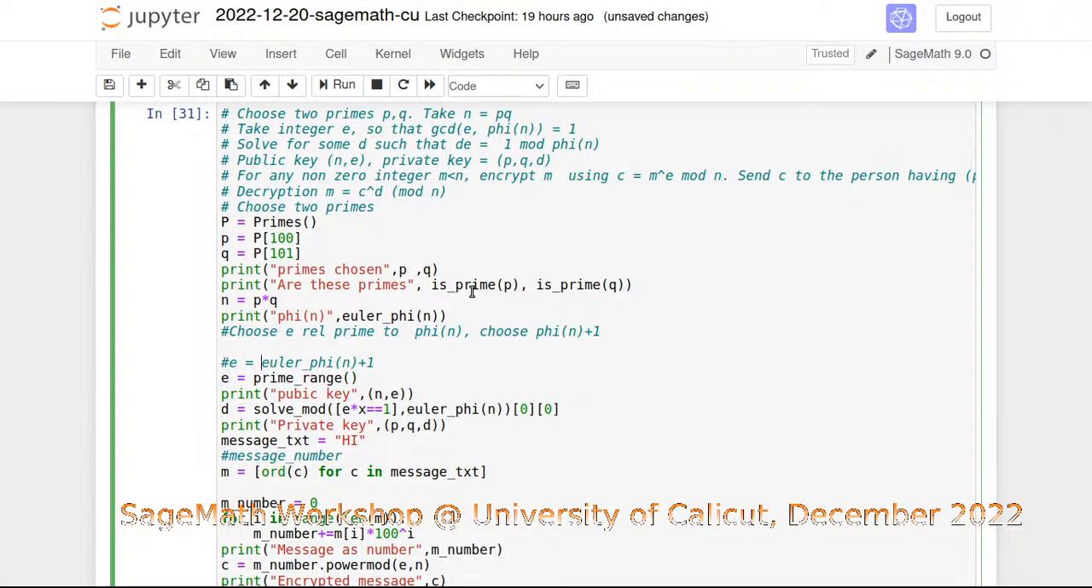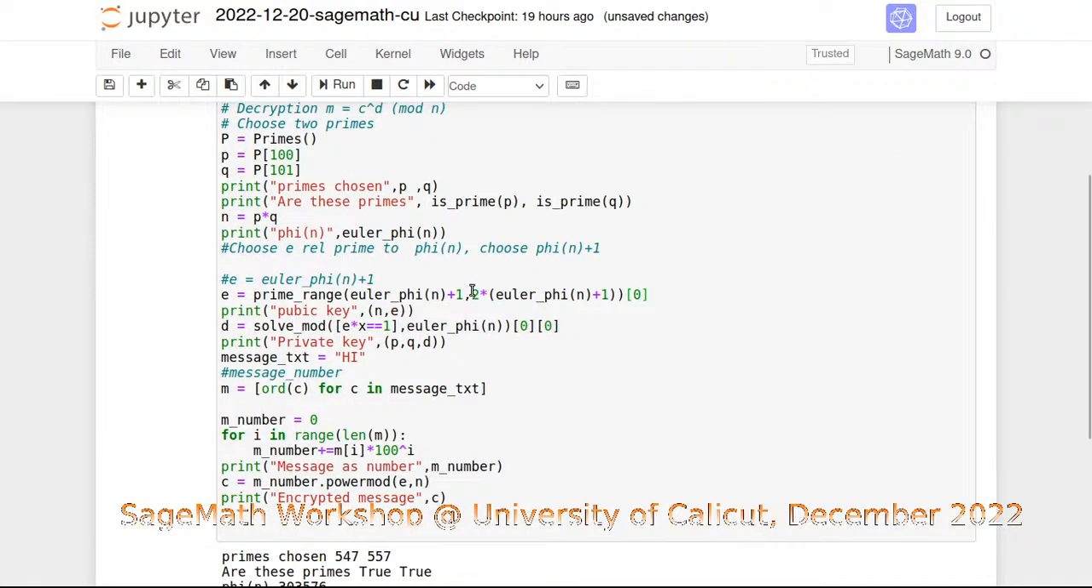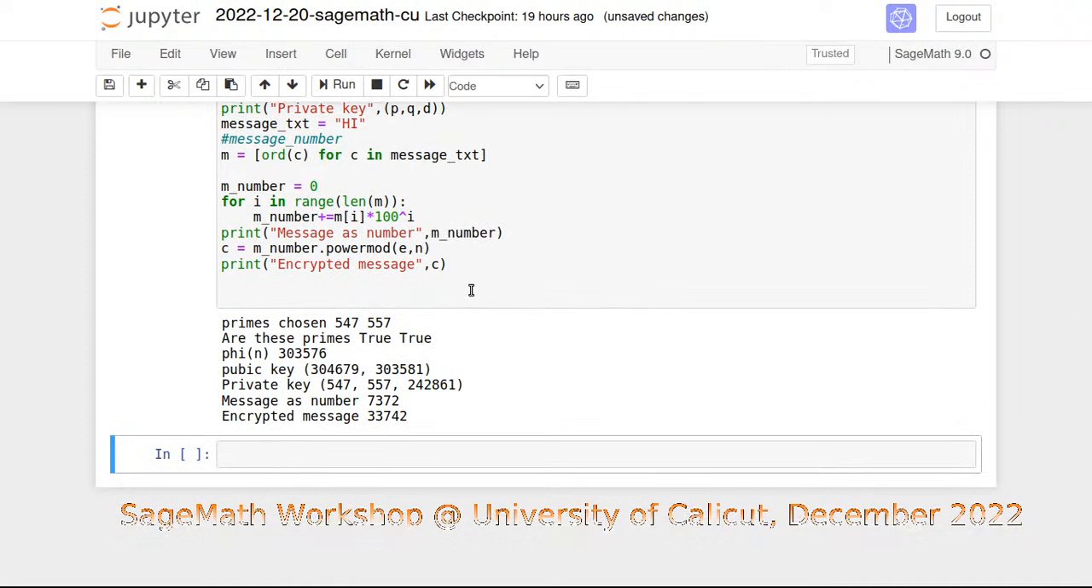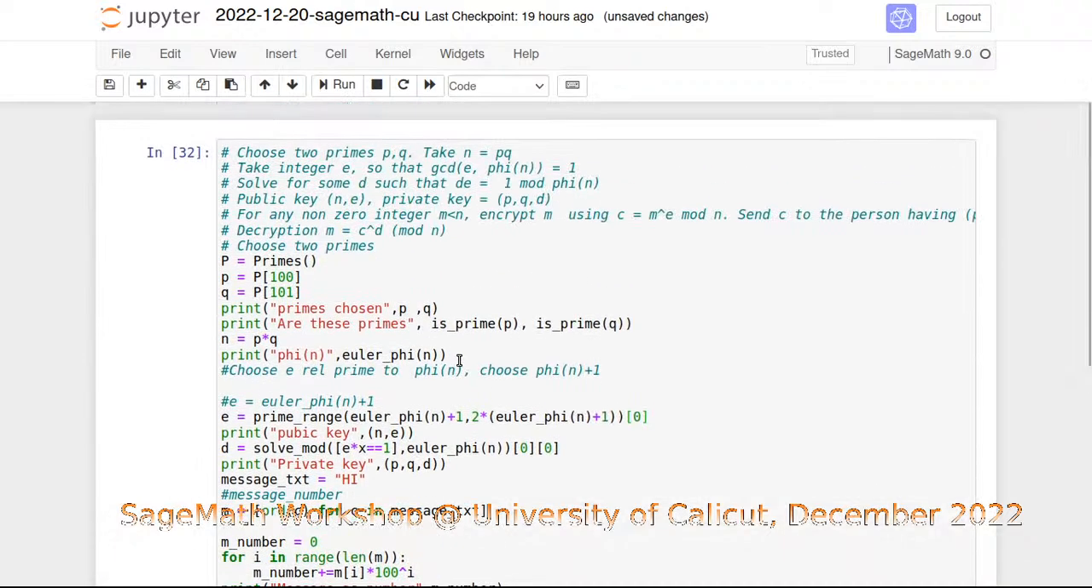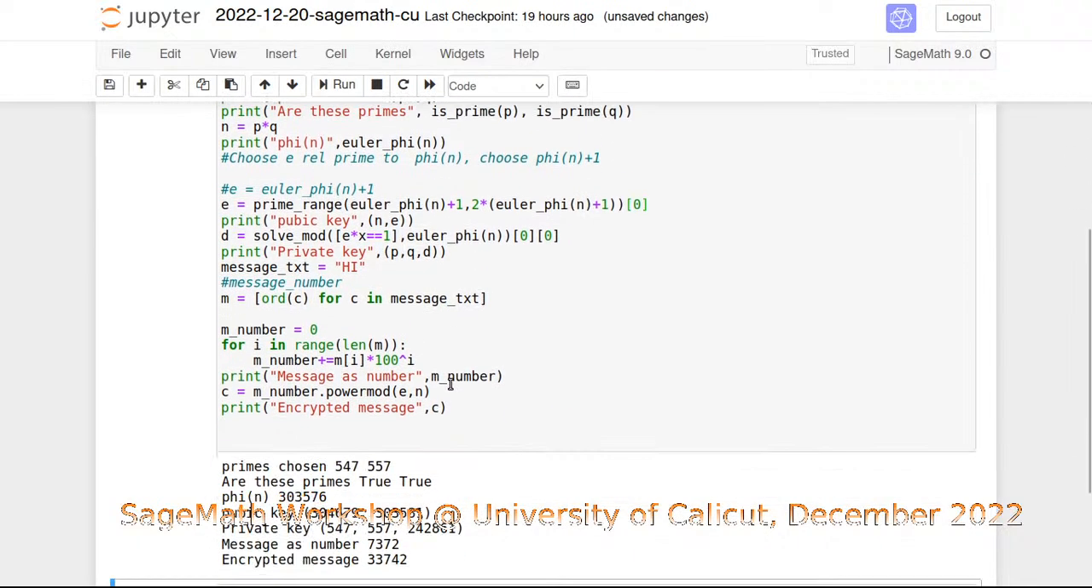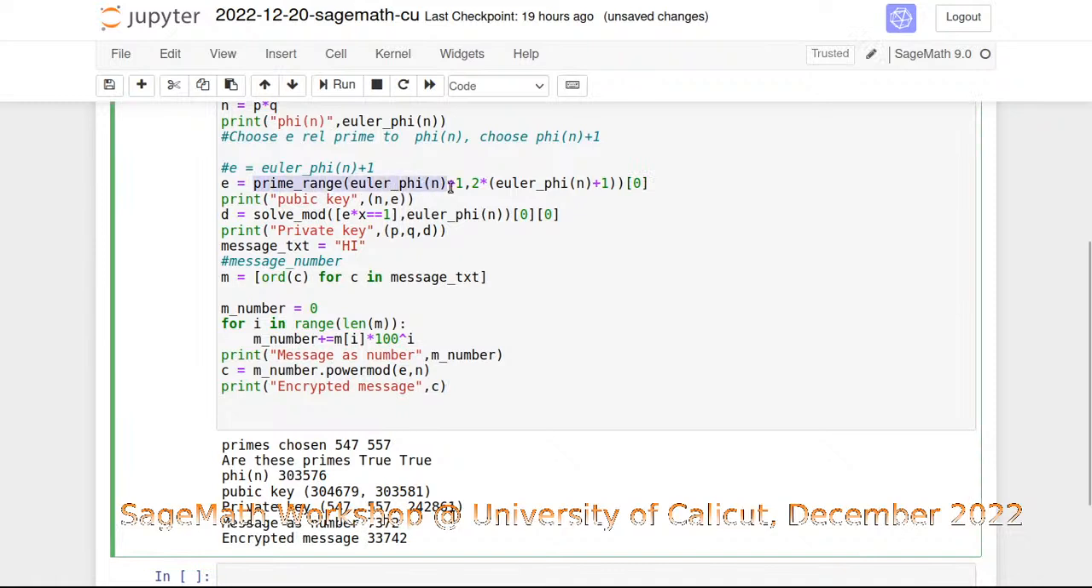Euler phi n plus 1 to 2 times that number, and the first number among that. If I choose it to be this, I am somehow okay. That we can probably try to see what exactly is happening. Anyway, if you choose e to be something larger than this, it seems to work, in the sense that it's encrypting. So I chose e to be a prime in the range Euler phi n plus 1 and 2 times Euler phi n plus 1. That's the first prime in that range. So if I choose that, I will definitely be getting some number which is relatively prime to Euler phi n. That's what the logic is.